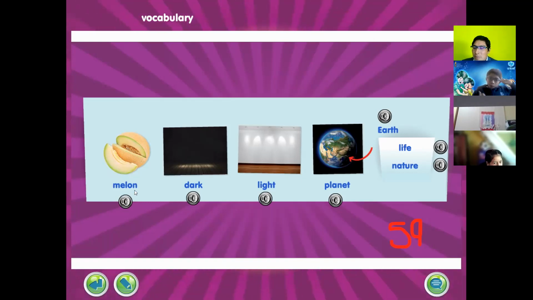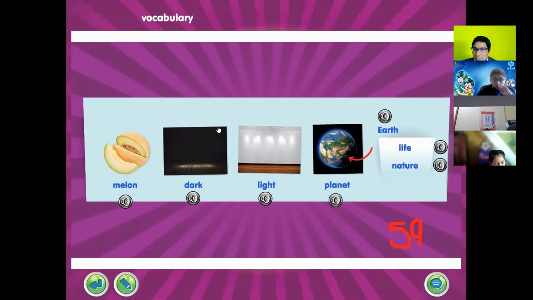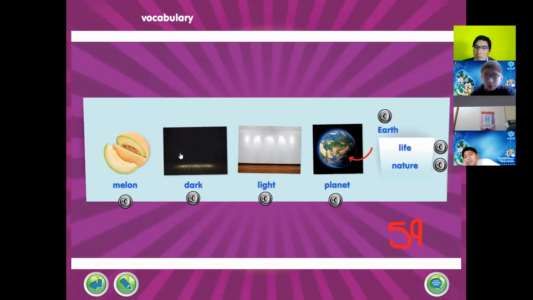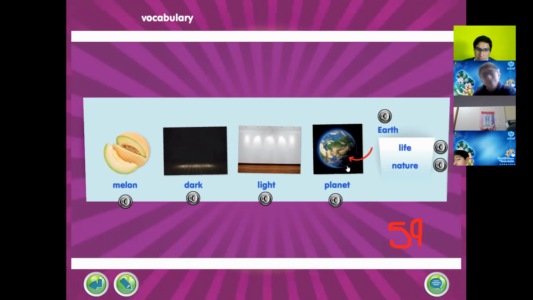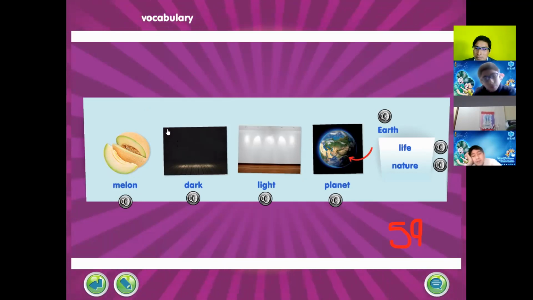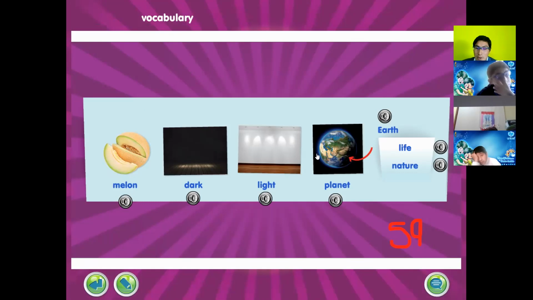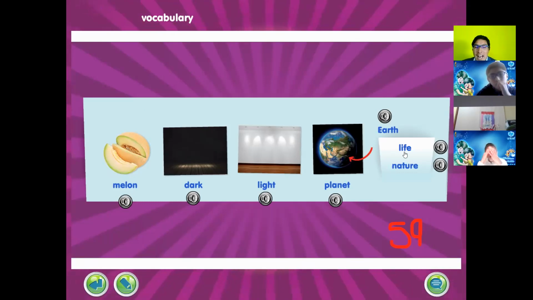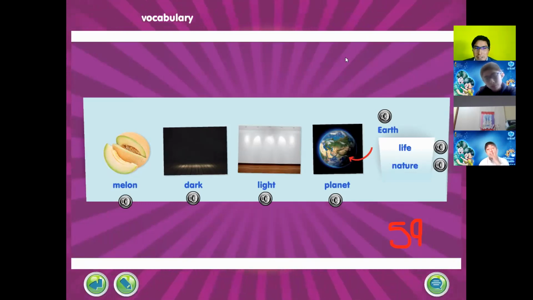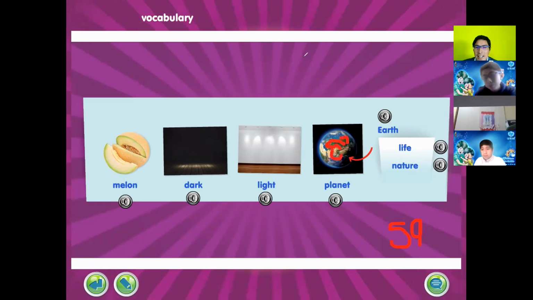Okay, my friends. This is our vocabulary. Melon, you know, this is the fruit. Dark. You remember blackout? Oscuro. Oscuridad. And light, the opposite, light. Claro. Planet, you know. Planeta. Earth is the name of our planet, the Earth. Life, you know this, life. Vida, okay. And nature. Nature means the animals, the plants, the insects. Natural. Yeah, that's the nature. Okay? So let's play with this vocabulary, okay, my friends?